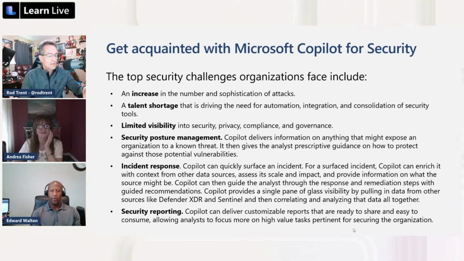Yeah, and think about each of these bullet points, right? Except for the first two. So there's limited visibility, security, privacy, compliance, and governance. There's the security posture management. There's the incident response. There's security reporting. Most of the time, in a lot of teams, every one of those is a very specific skill set, and sometimes done by a single person. When you consider how Copilot for Security works and the plugins and how it utilizes that extensibility, you can take all of those and focus it into this single tool, right?